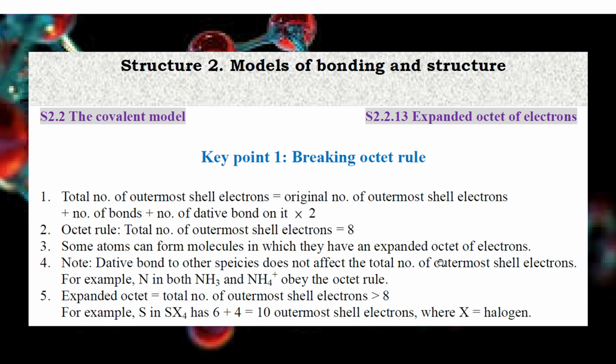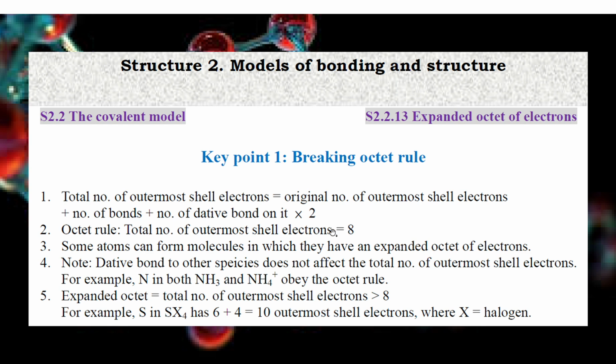Actually, when some molecules are forming, they have more than the octet, more than 8 outermost shell electrons. So first of all, remember how to count the outermost shell electrons, because now it's not just 8. Count the original number of outermost shell electrons, plus the number of bonds, plus the number of dative bonds multiplied by 2. By the octet rule, the total number of outermost shell electrons should be 8. Before, it's easier, so we just trust this way.